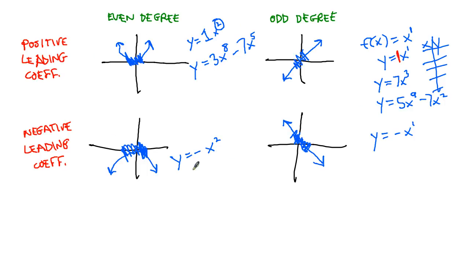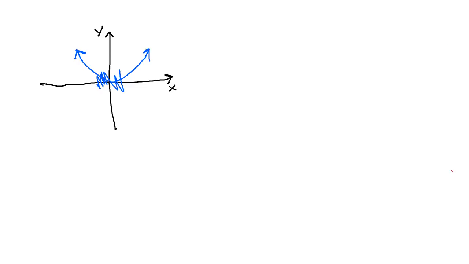This is good for every polynomial because every polynomial is either going to have an odd or an even degree, and it's either going to have a positive or a negative leading coefficient. These are all the possibilities. Kind of cool, huh?